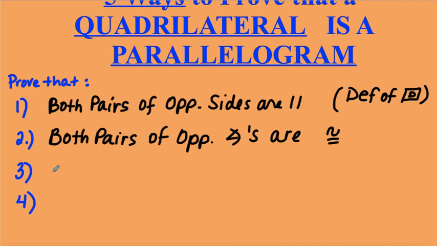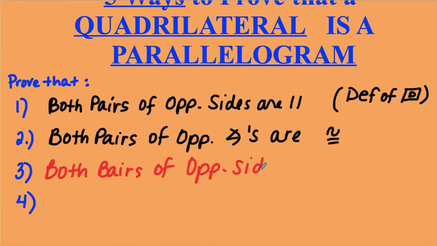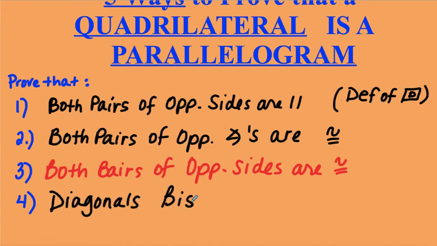If we can prove that both pairs of opposite sides are congruent, then it's a parallelogram. If we can prove that the diagonals bisect each other, then we can prove that it's a parallelogram.